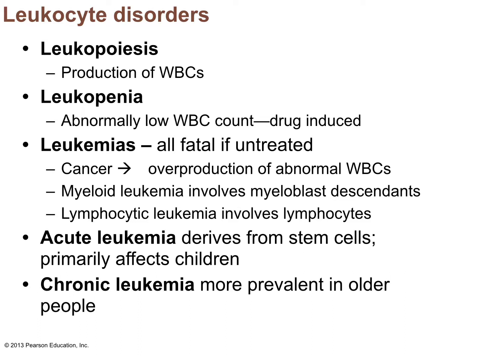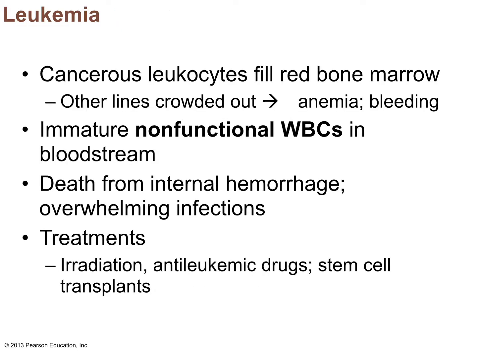When it's acute leukemia, it comes from the stem cells and usually affects children. Chronic leukemia usually occurs in older adults. Now, when you have this overproduction of the non-functional white blood cells, besides the fact that they're not functioning, it can crowd out these lymphocytes, if it's lymphocytic at least. We're also going to crowd out other cells. So we'll crowd out some red blood cells, which can lead to anemia. We can crowd out platelets, which we haven't talked about yet, but they're important for clotting, so this can lead to bleeding. So the death from leukemia usually occurs from internal hemorrhage or from an overwhelming infection.